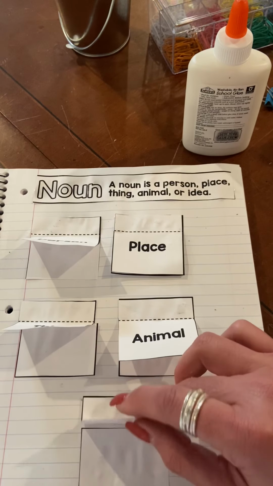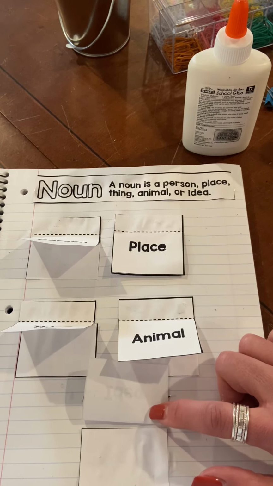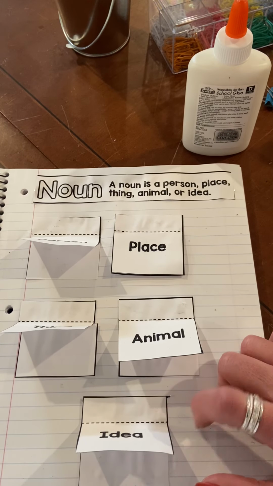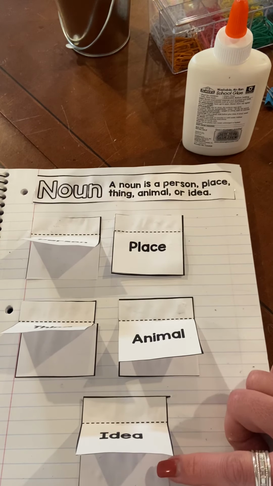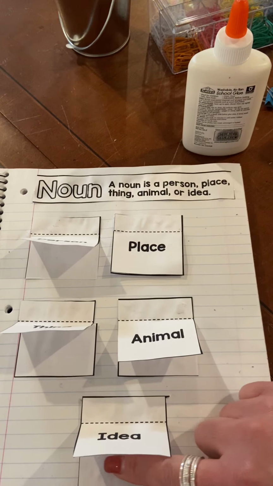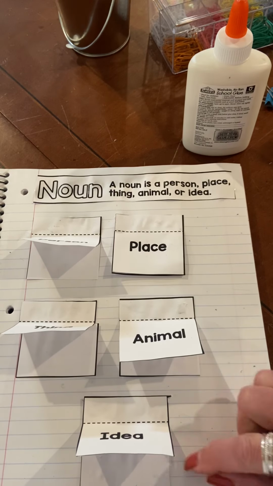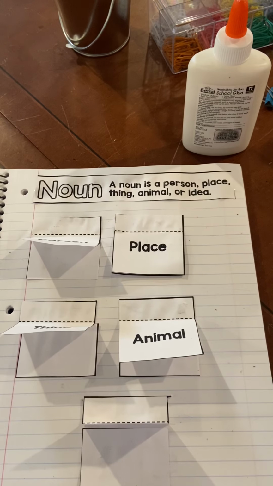One idea. Ooh, this one could be a little bit tricky. I think of an idea like this. I wish for peace in the world. P-E-A-C-E. I might write peace right underneath there. Or maybe I hope for a cure for coronavirus. I could write cure underneath there.